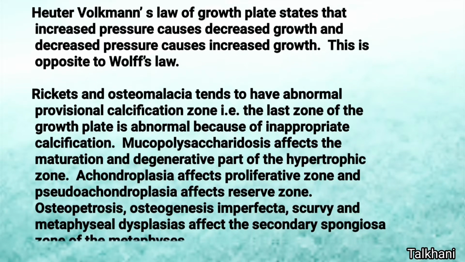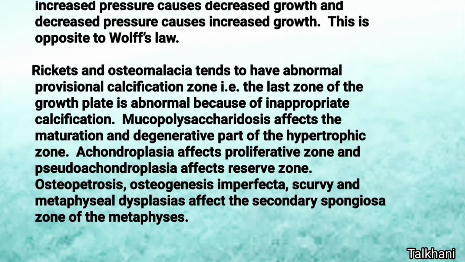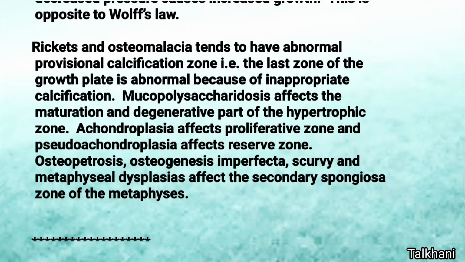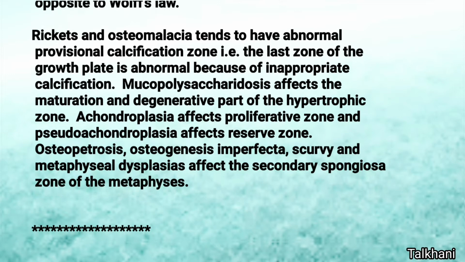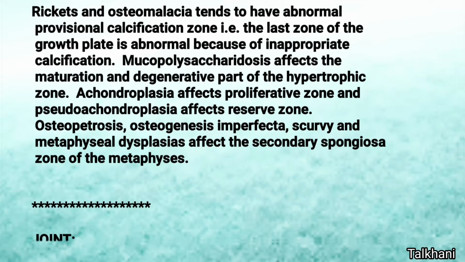Let's talk about the joint. Joint development is divided into three phases. Phase 1 is blastemal condensation of skeletal elements. Phase 2 is joint cavitation. Phase 3 is synovium and intra-articular structural development.